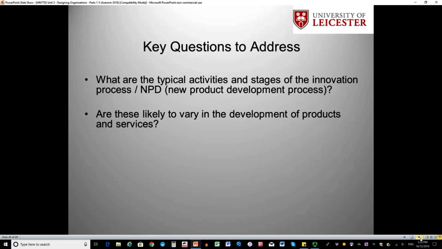So what we'll find is that when we're talking about the product development process, we often use the term NPD, new product development process. And when we're talking about services, we often talk about NSD, the new service development process. So if you hear the term NPD, it's about new product development process. And if you hear the term NSD, it's referring to the new service development process. So look at the different stages and look at whether products and services are similar or different.